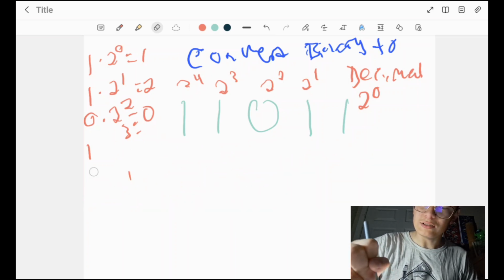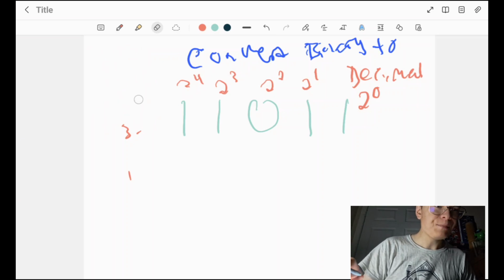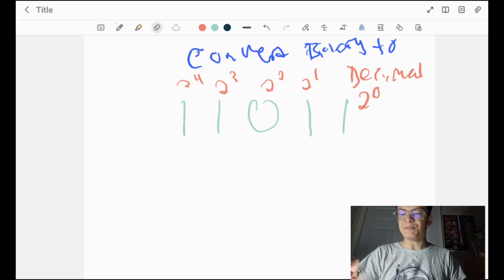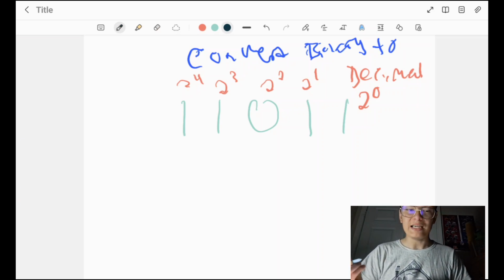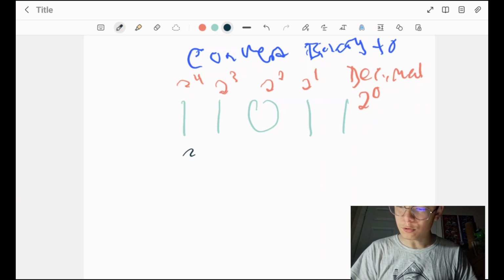Alright, so let's do a different color. So now from here, we gotta bring down all the exponents of the ones, because we can't use zeros. So it's 2 to the fourth plus 2 to the third plus 2 to the first plus 2 to the 0.